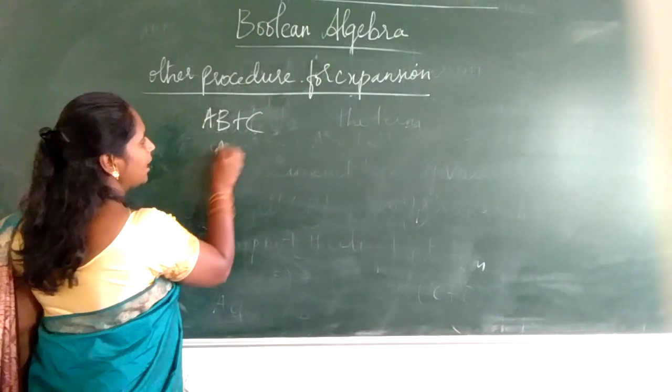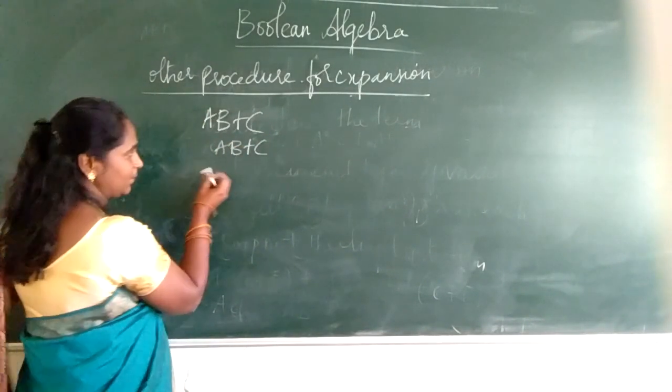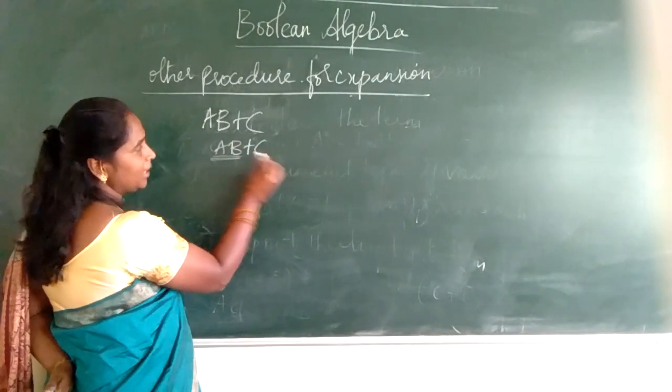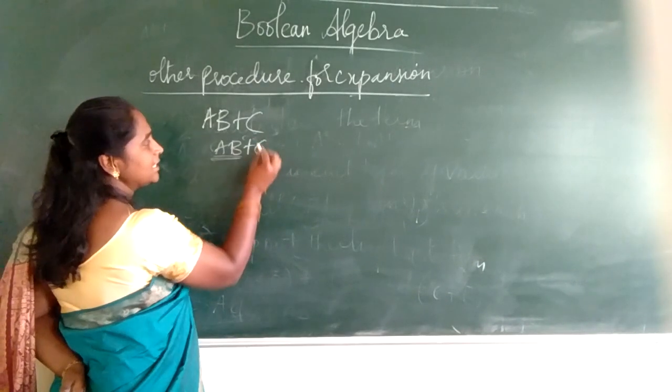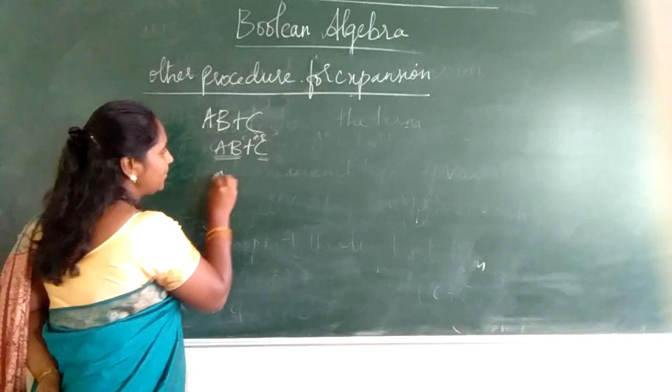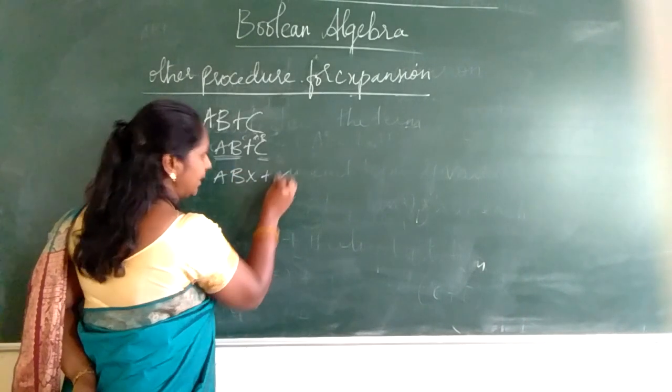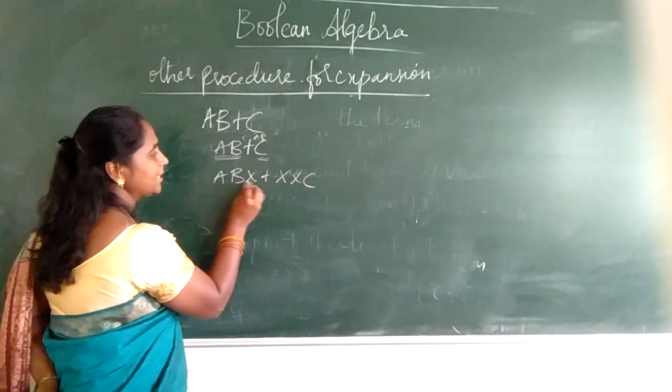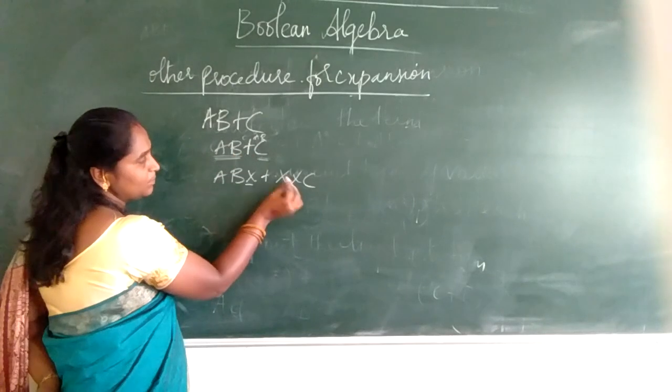You write down AB plus C as it is. See where the missing term is here. In AB, C is missing. In C, AB is missing. So put x, that is ABx plus xxC. So I am placing x where the term is missing.